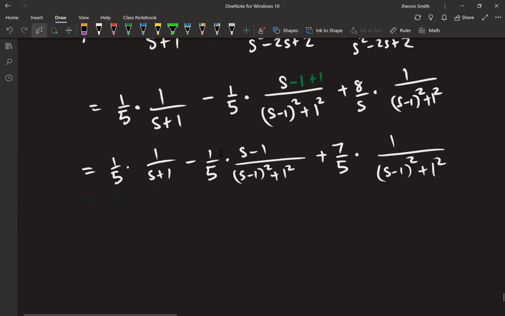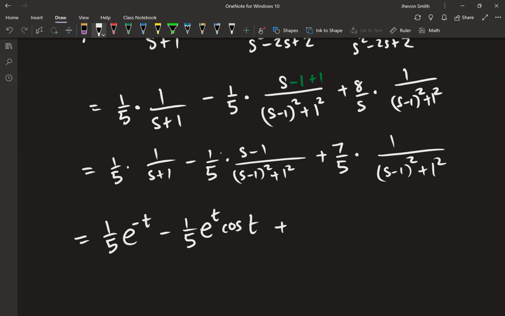Now, if I go back to the table, these guys now give me the answers. So that's 1/5 e to the minus t. This is going to be minus 1/5, cosine, actually, minus 1/5 e to the t cosine t. This is going to give me plus 7/5 e to the t sine t.